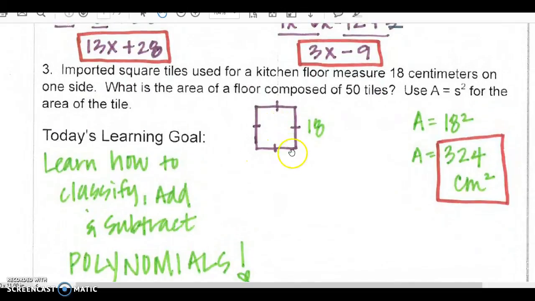On number 3, you have a square that is 18 centimeters on each side. In order to find the area, you take the side and you square it. 18 squared is 324 centimeters squared.